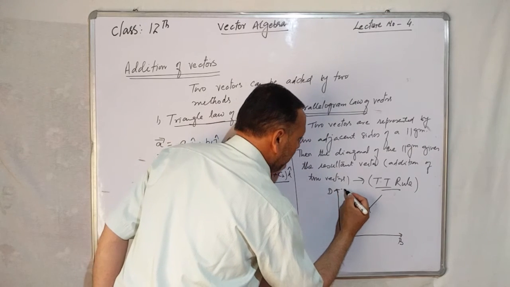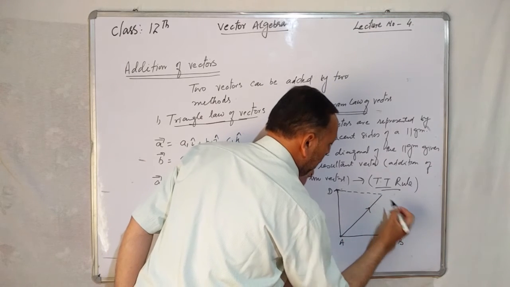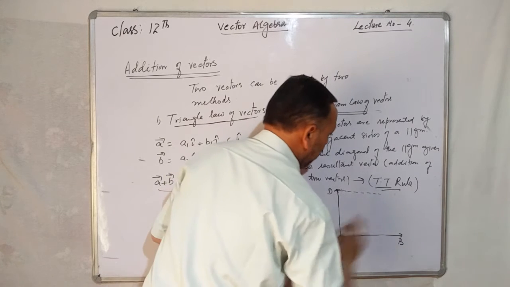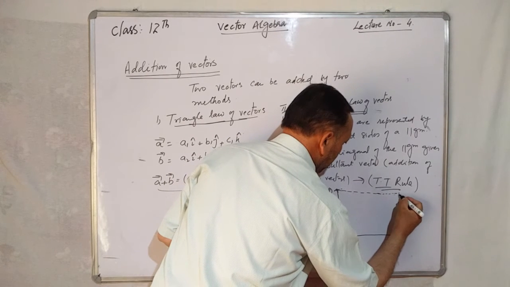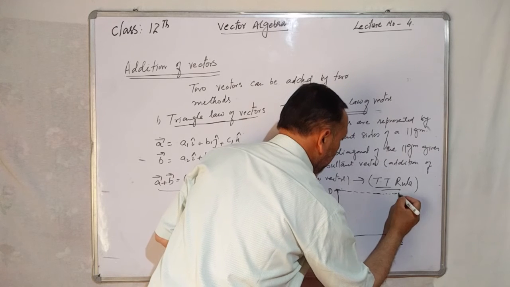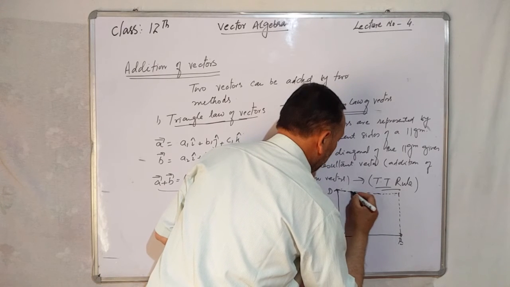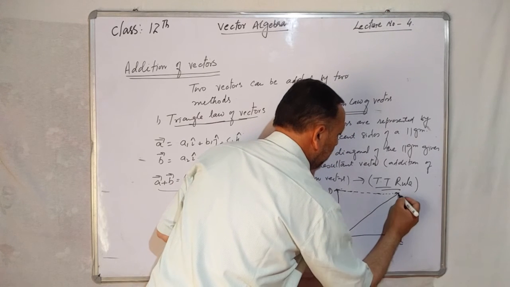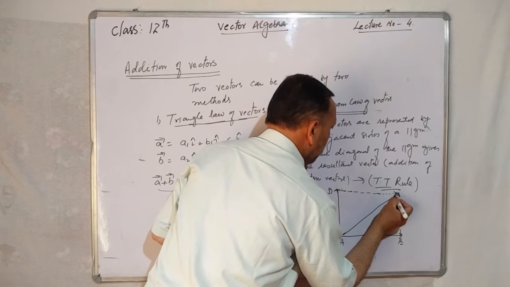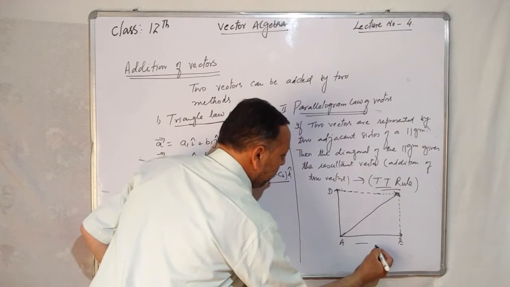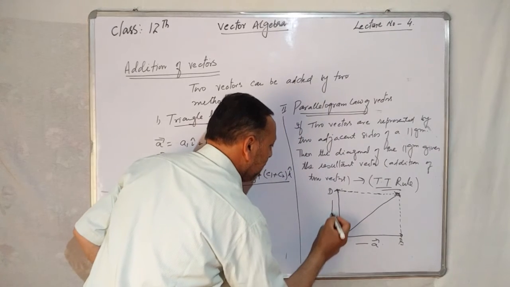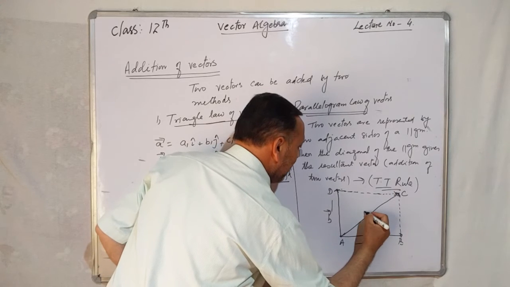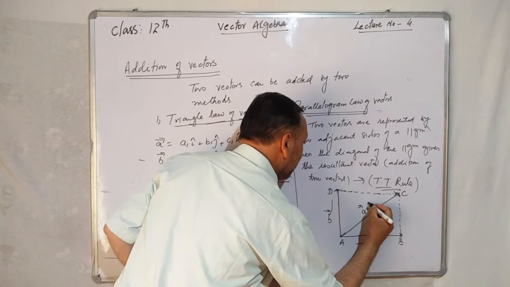Let me complete the parallelogram. If vector AB is equal to vector A and AD is equal to vector B, then this AC, the diagonal, represents vector A plus vector B.